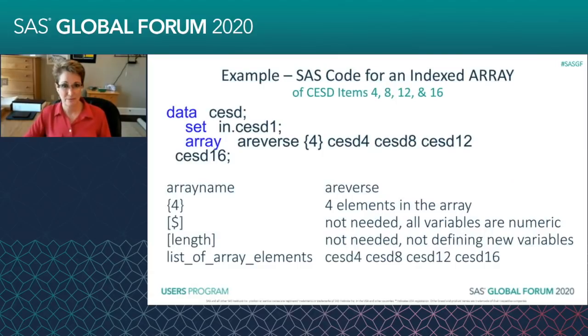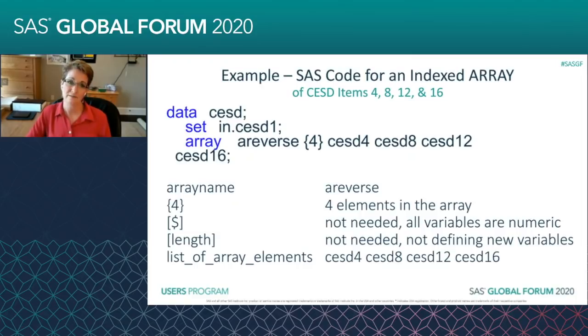So here is an example, and this is the example where we're going to reverse these 4 items, CESD4, 8, 12, and 16. So again, I've got my data set here. I'm naming my array. I start with my keyword array. I name my array A reverse. It has 4 elements, CESD4, CESD8, CESD12, and CESD16. I indicate that there are 4 elements by entering that 4 in the curly bracket.